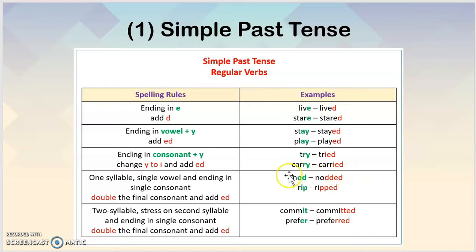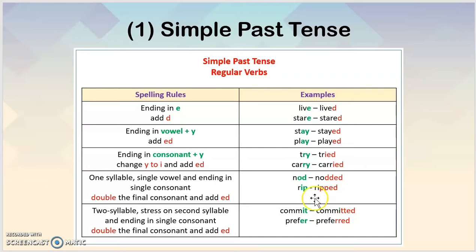Okay, the next rule, one syllable, single vowel, and ending in single consonant. You double the final consonant and add ed. Oke, gandakan konsonan yang terakhir dan tambah ed. For example, nod. NOD becomes NODDED. Okay, DD, double the consonant, N plus ED. The last one, rip. Double the consonant P and plus ED and it becomes ripped.